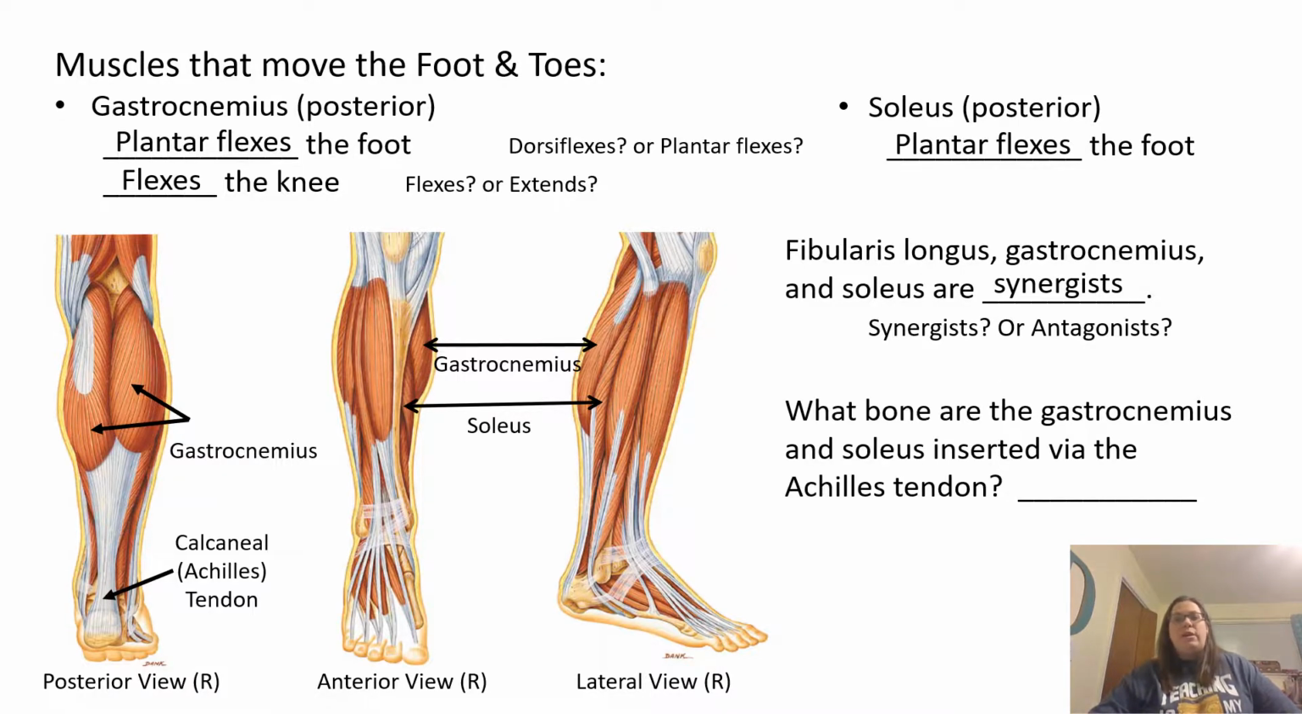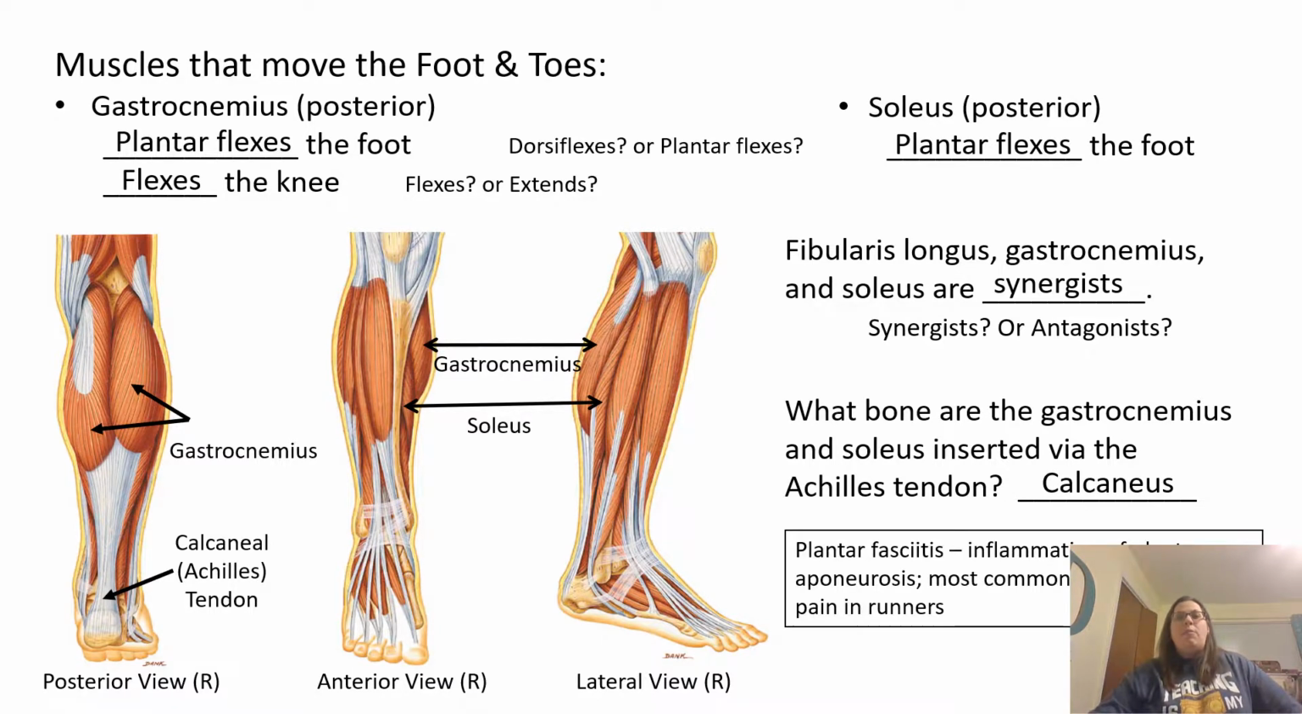What bone are the gastrocnemius and the soleus inserted into via the Achilles tendon? So if you look here, we see that it's inserting down into the Achilles tendon onto the heel. The bone that makes up your heel is the calcaneus. Now, plantar fasciitis, guys, is inflammation of the plantar aponeurosis, that tendon, and it most commonly causes heel pain in runners. Okay, so plantar fasciitis is going to be where they will have pain due to that tendon being inflamed, and it's going to cause pain a lot of times in the heel.